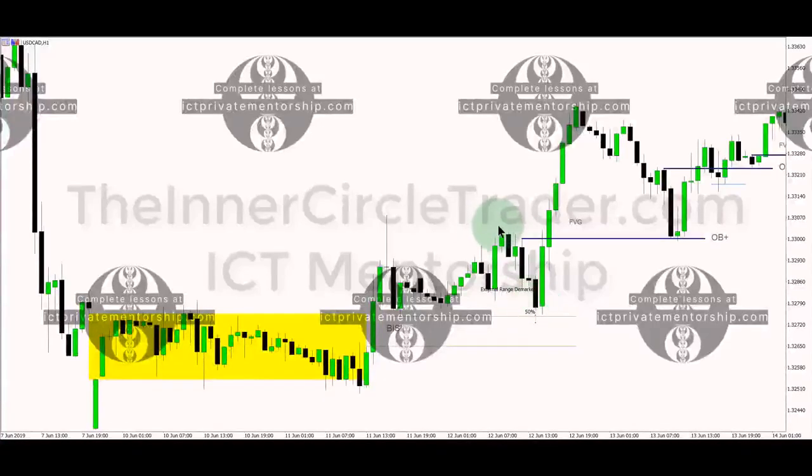Price clears this high here, and this here is the old high. It creates an imbalance again. This is a fair value gap. Why is it a fair value gap? Because it's only one single candle, and nothing comes down into it until here.